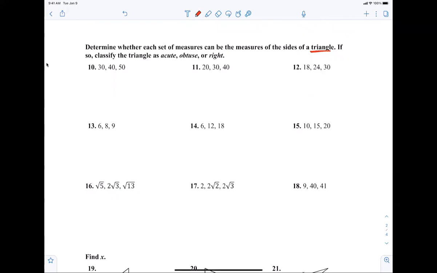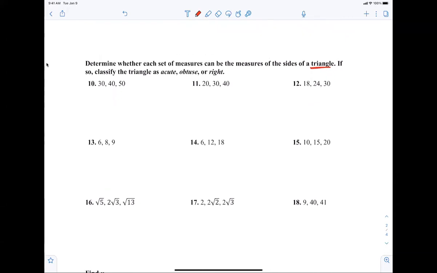We already learned how to determine whether it can be a triangle. The sum of the two smaller sides has to be greater than the largest side. So is it a triangle? Is it a right triangle? We don't have to do this one, right, because that's a triple. It's a 3, 4, 5 right triangle.